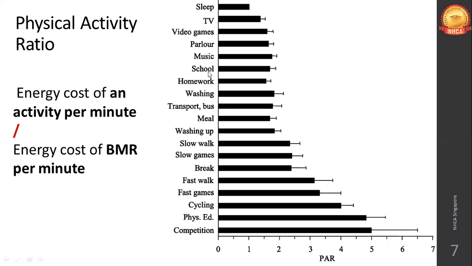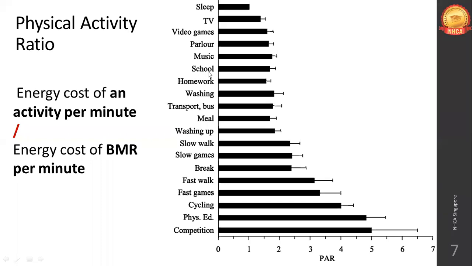You just add the activity name and Google the term physical activity ratio. Per minute, this is the ratio that you will get: energy cost of activity per minute divided by energy cost of BMR per minute. That's the formula. No need to learn this formula by heart, but the data is already available online. If there comes a time when you have to identify how much energy is being used up every minute for a particular activity, you can identify whether it comes under sedentary, moderately active, etc. Only for that purpose we use this physical activity ratio.